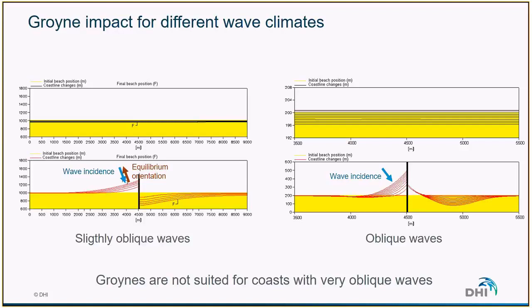If the groin is long enough, the accumulation will tend to reach the equilibrium orientation. If it's not long enough, the sediment will start bypassing the structure. Then if we have very oblique waves, the problem is that this equilibrium orientation is relatively close to the shore normal, which will lead to a shorter stretch of coast protected by this accumulation. In the end, groins are not so well suited for coasts where we have very oblique waves.